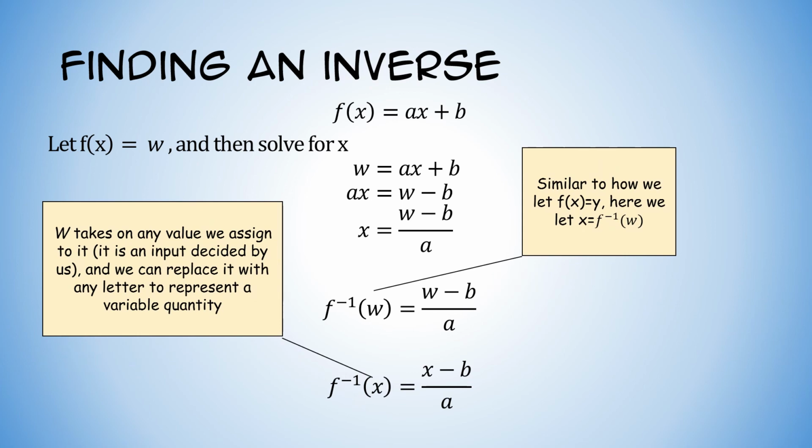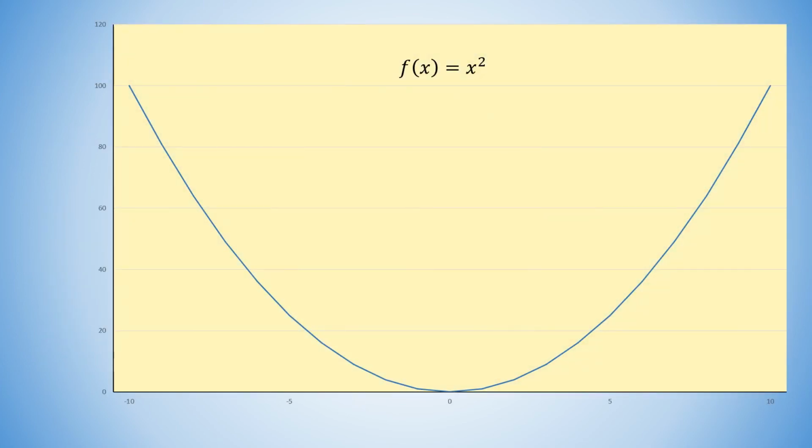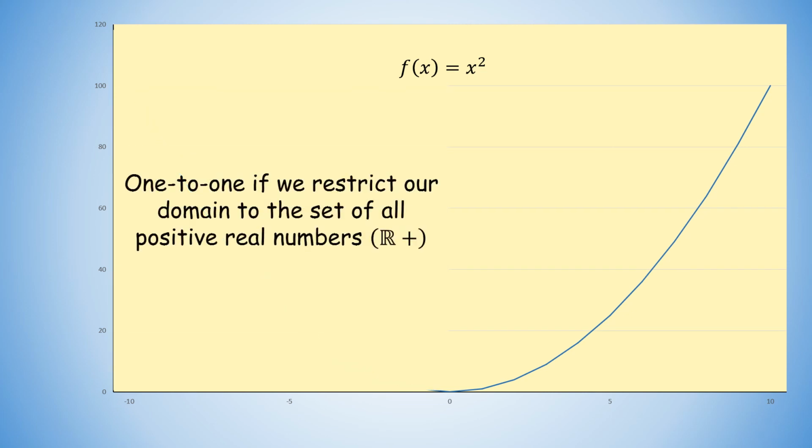One final thing I'd like to add is that our choice of domain also affects the existence of an inverse function. Remember that for an inverse function to exist, the original function has to be one-to-one. There are some many-to-one functions that behave like one-to-one functions for sections of their domain, such as f(x) equals x squared. It has no inverse for the domain R since it is many-to-one, but it has an inverse if we specify a domain of all positive real numbers R+.